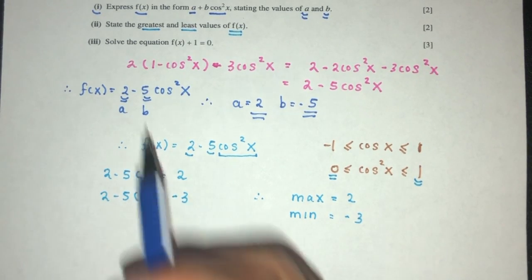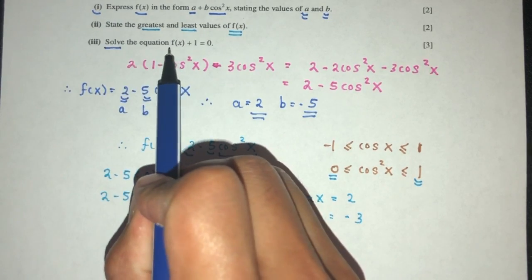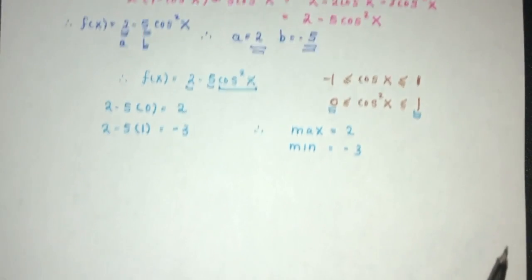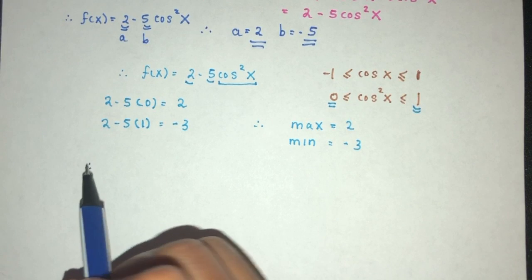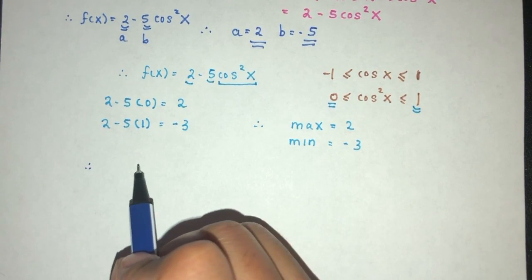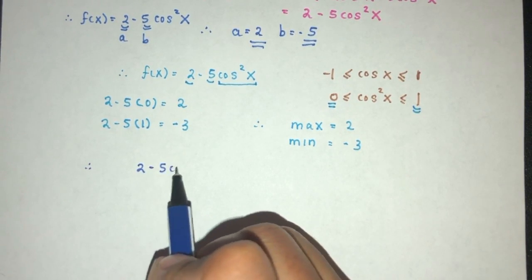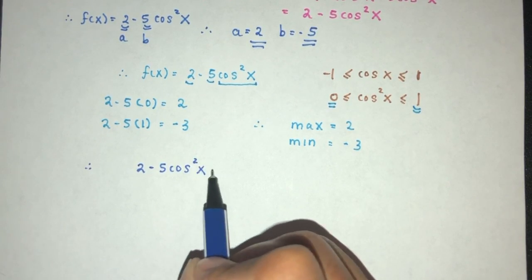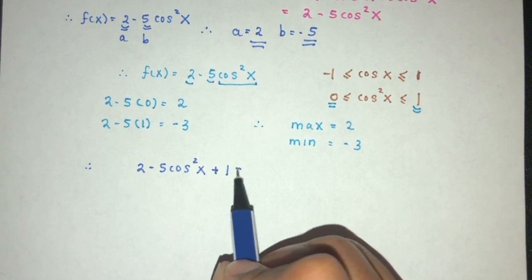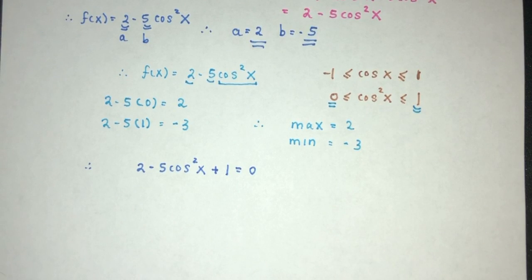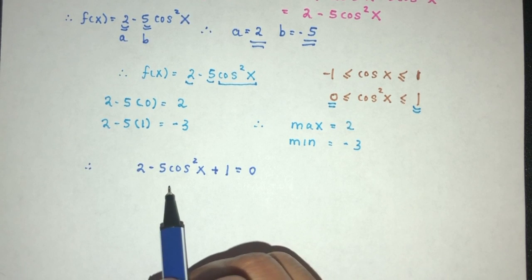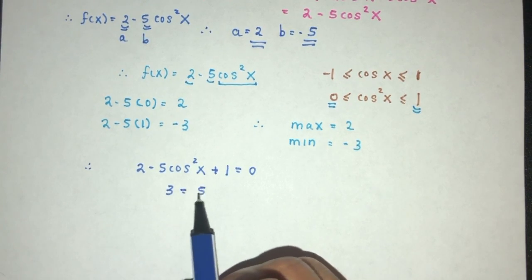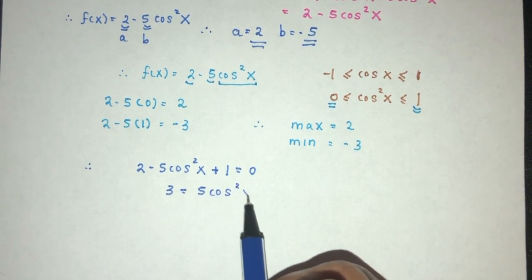Now part 3, we have to solve the equation f of x plus 1 is 0. So let's first write this down. F of x is given to you or found to be this, as we have seen. Plus 1 has to be 0. Let's first simplify. You will have what? So 2 plus 1 is 3 equal to 5 cos square x.